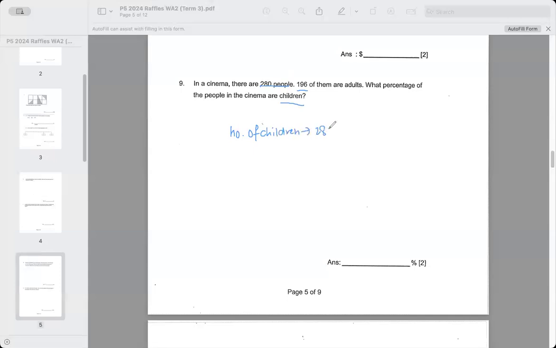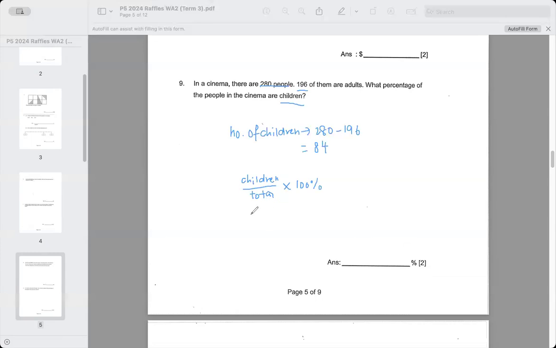I'll take the total minus the number of adults, which is 196. We will get 84 children. All right, so if I want to find the percentage of people who are children, we have to take children out of the total times 100%. This is just the formula here.